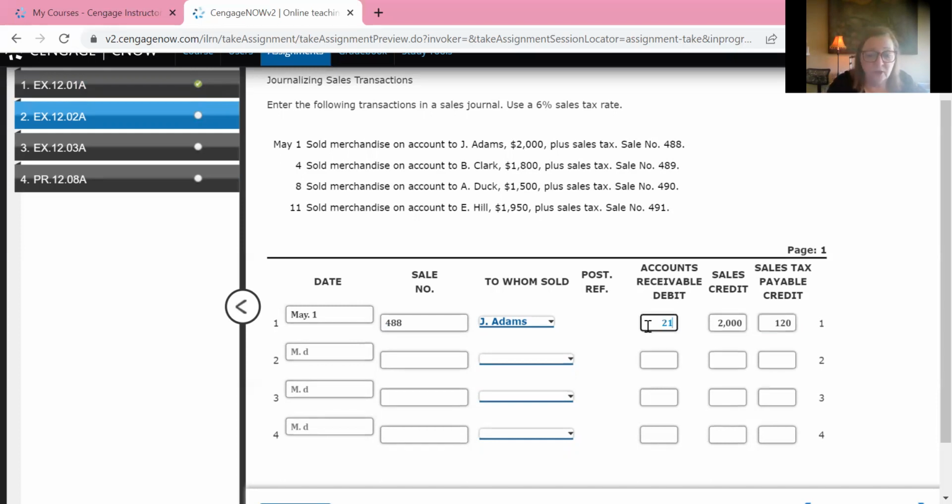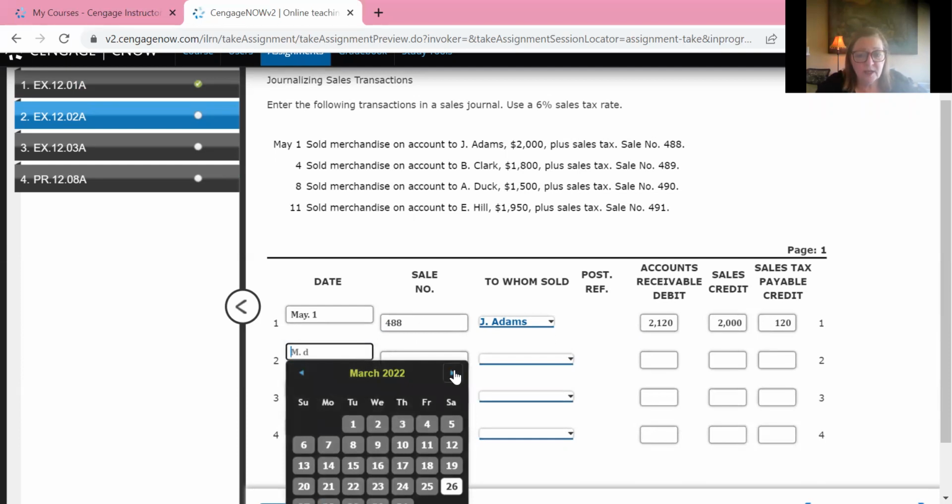If you have cents in the problem, you have to enter them or it will show it wrong. But if it's whole dollars, it's going to give you credit, even if you don't put the decimal, like decimal 00. Either one is correct. Okay, all right, now that's the first transaction. Second one, same deal. We're going for May 4th this time.